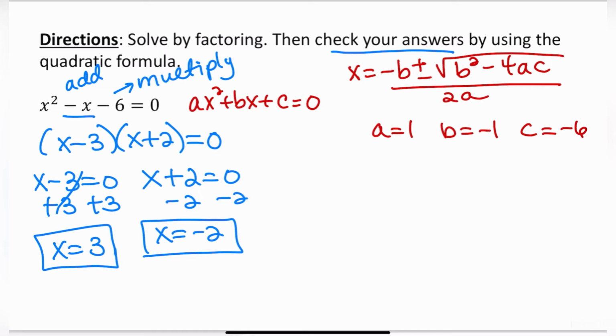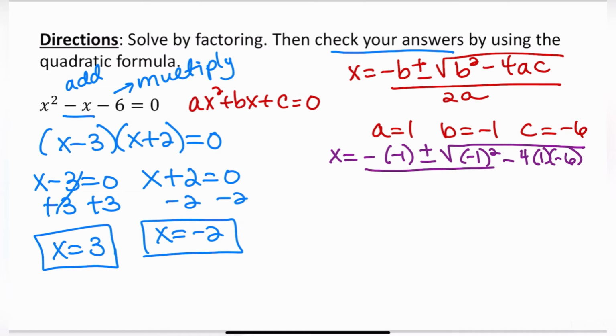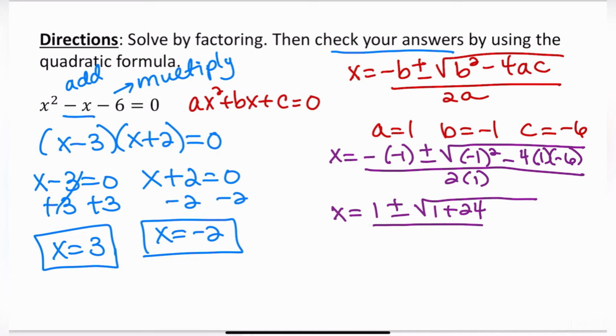So I'm ready to go ahead and substitute into the formula. I have x is equal to negative from the formula. B happens to be negative 1 plus or minus the square root of b squared. Notice I'm going to put that in parentheses so I don't make a mistake. Minus 4 times a times c all over 2 times a. So that means x is going to equal negative is a positive 1 plus or minus the square root of negative 1 squared is positive 1 because any number to the second power is always positive. Negative 4 times 1 is negative 4 times negative 6 is positive 24 all over 2.